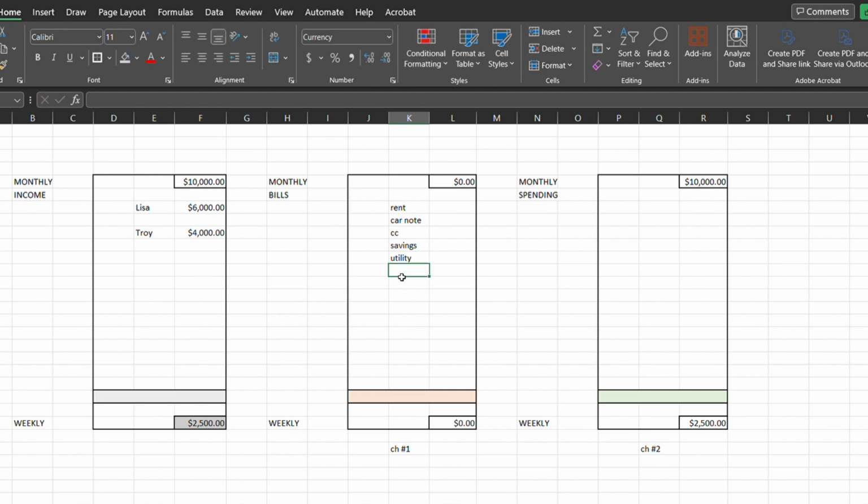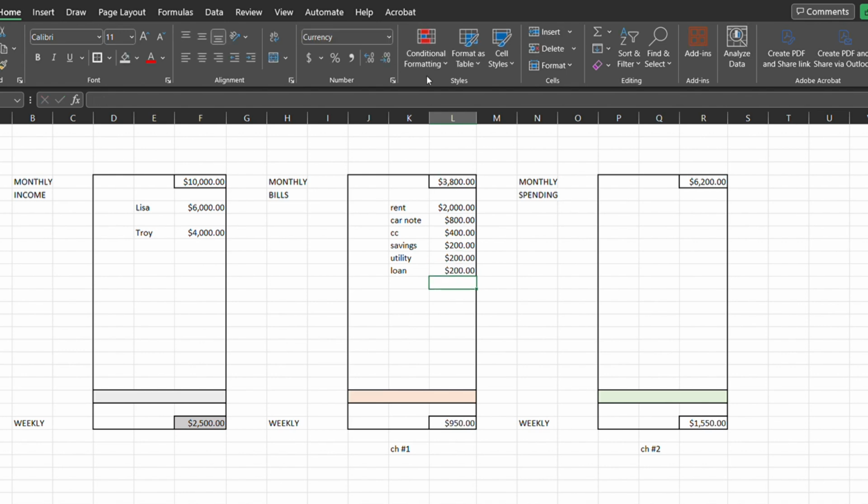Utilities. Say you have a loan. You're paying back somebody. So let's put loan. And what else? That's good for now. So let's just put in rent is $2,000. Car note is $800. Credit card is $400. Savings. You want to save $200 a month, which really you should be saving more. Utilities. And say you owe somebody and you're paying back $200 a month.